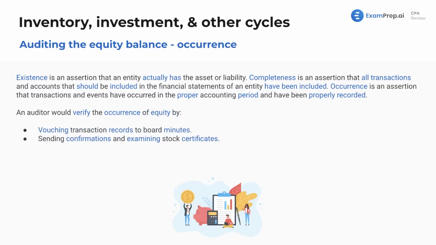Occurrence for equity, we want to vouch transaction records to the board minutes, making sure, hey, you sold a bunch of shares. Where was that talked about in the board minutes? And then sending confirmations and examining stock certificates again.